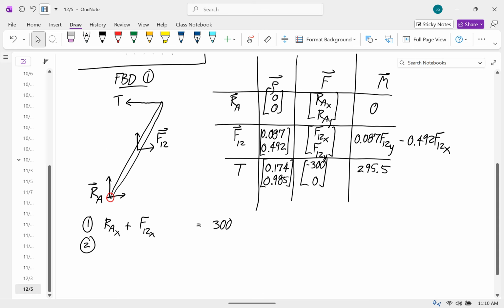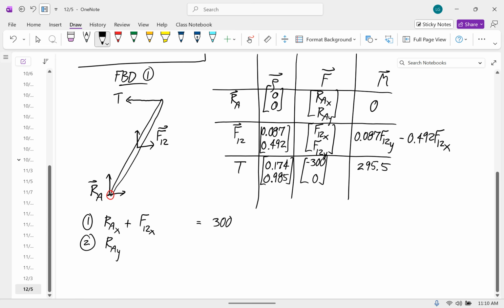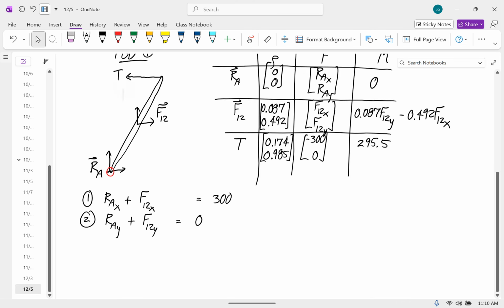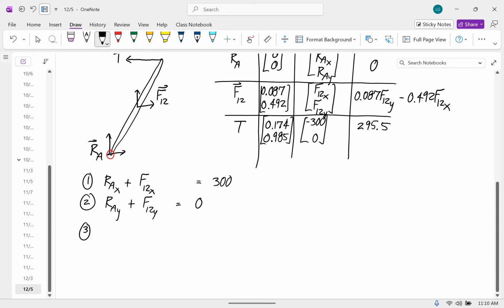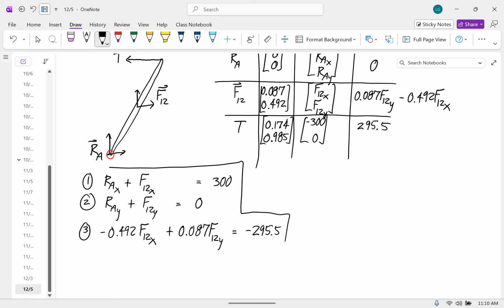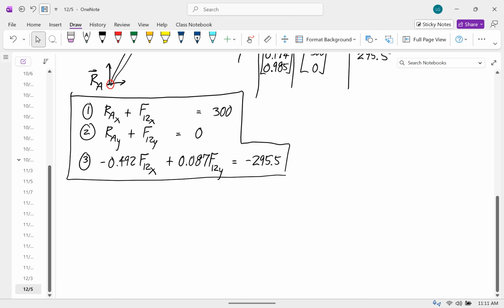And then the second equation says RAY plus F12Y is equal to 0. And the third equation says negative 0.492 F12X plus 0.087 F12Y is equal to negative 295.5. We have 4 variables, 3 equations, so we just have to keep going.